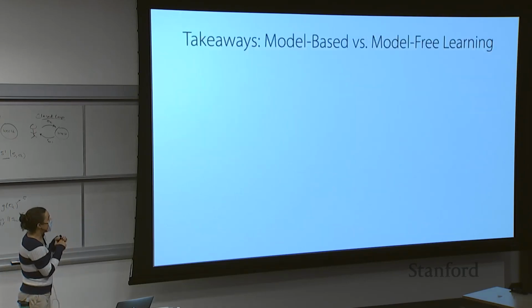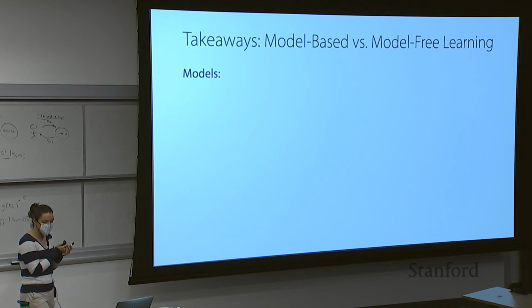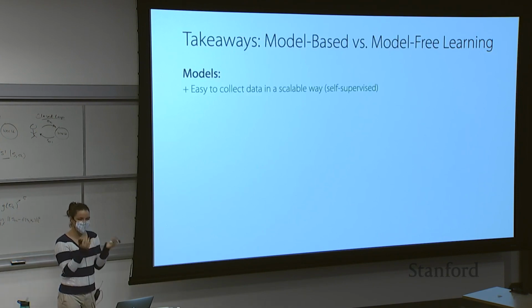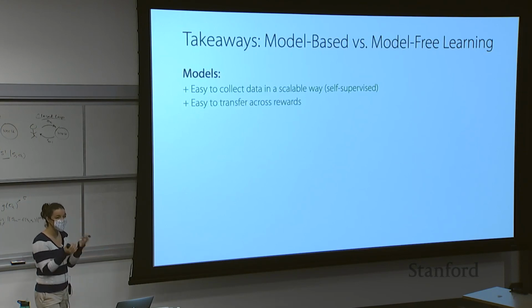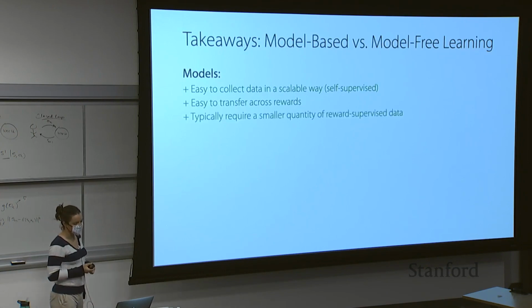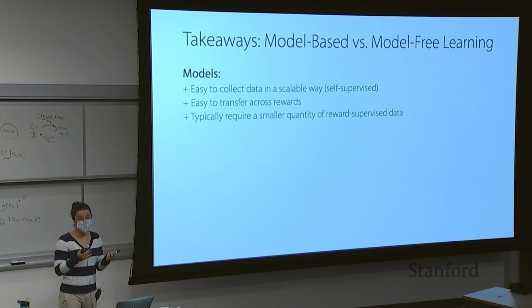Great. So to wrap up, we talked about model-based RL in this lecture, and we also talked about model-free learning previously. So I'd like to illustrate some of the pros and cons of these approaches. For models, it's pretty easy to collect data in a self-supervised way and train the model in a self-supervised way. These models are very transferable across different reward functions. And typically, they require a smaller quantity of reward-supervised data because you're offloading a lot of the effort onto learning the model rather than learning a model of reward.